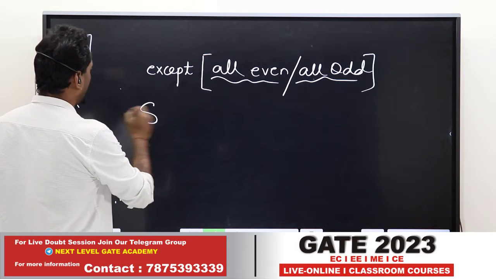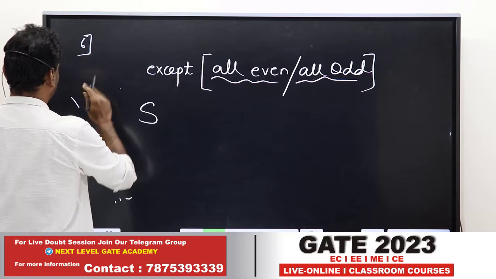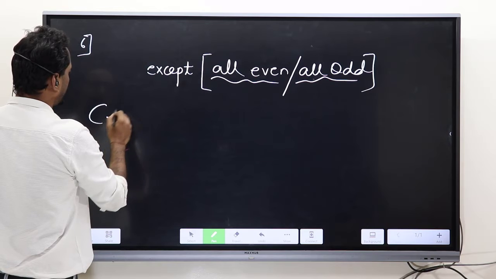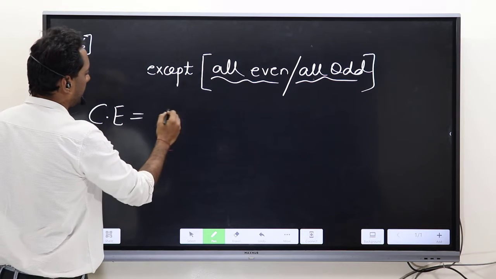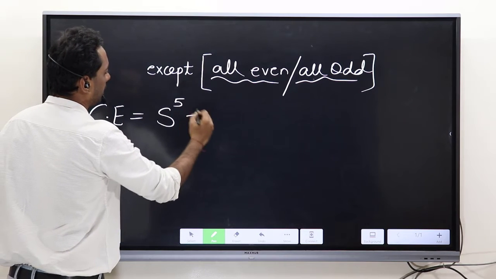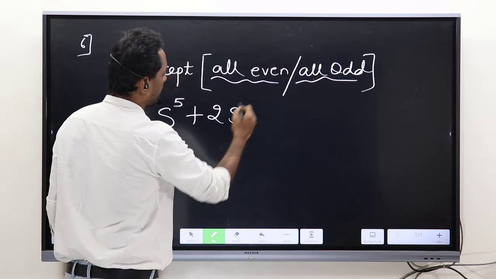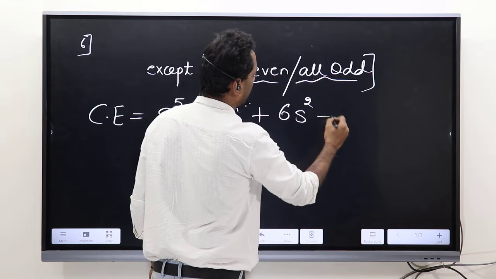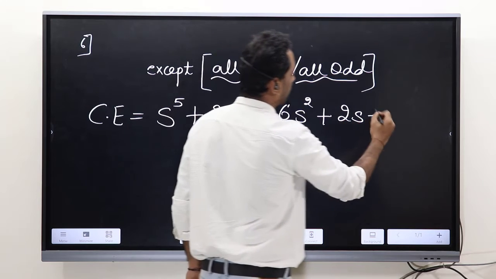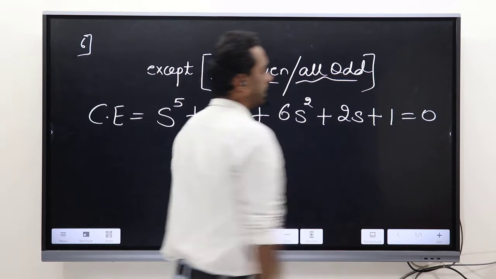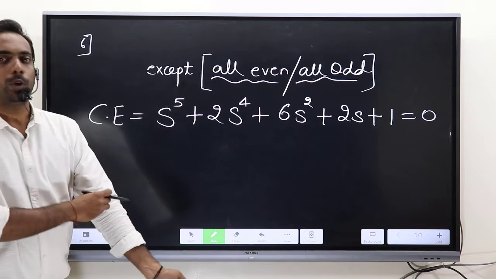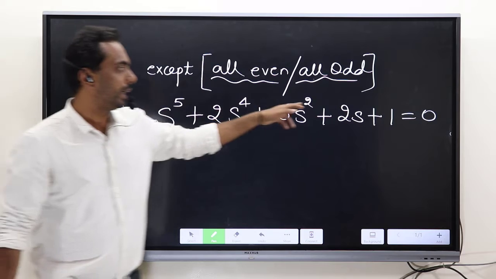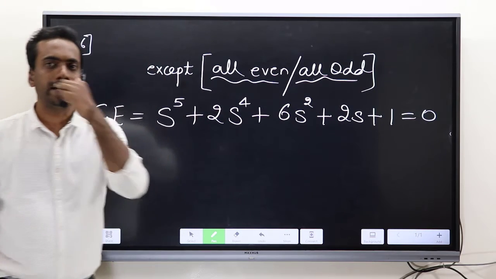लेकिन अगर आपके पास होगा if the characteristic equation is something like this, s raised to 5 plus 2s raised to 4 plus 6s square plus 2s plus 1 is equal to 0. Now if you see properly, s cube का term missing है, s raised to 5 है, 4 है, 2 है, there is no any s cube term.